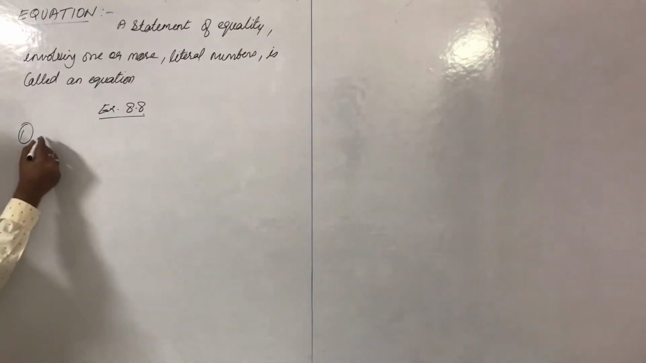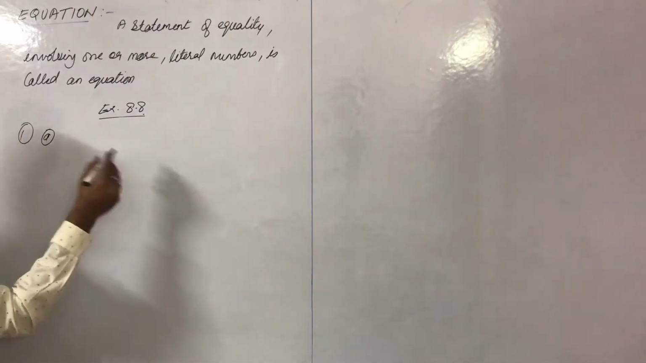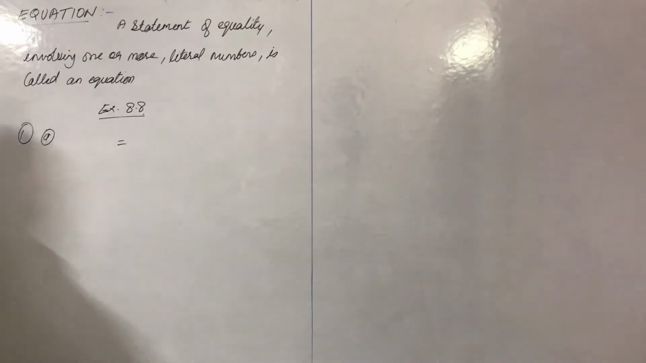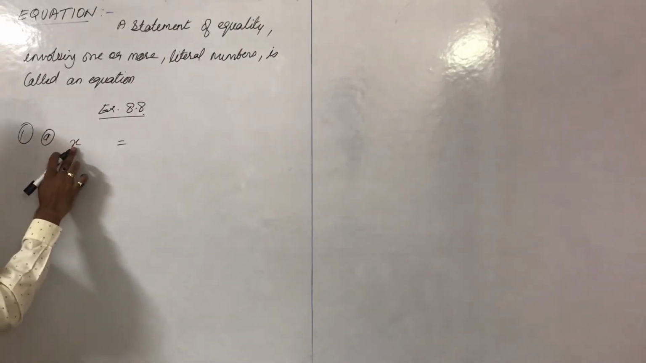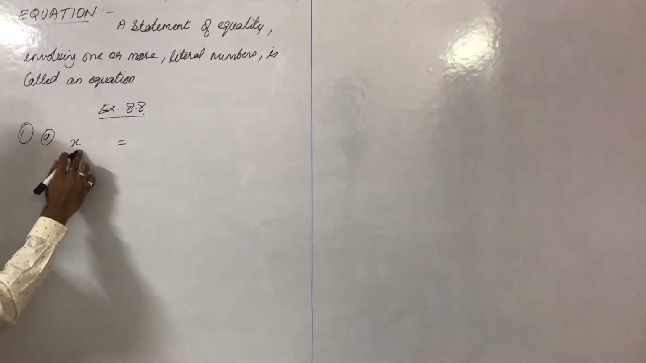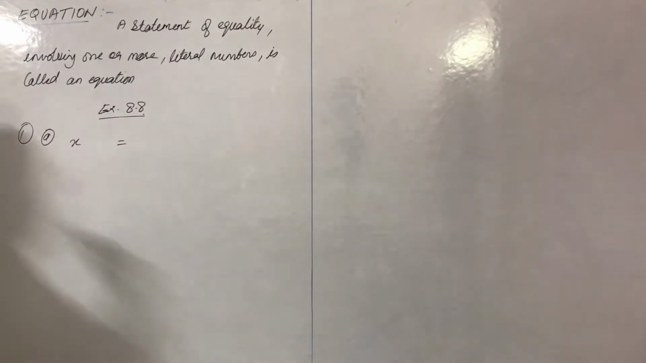For the first statement: A is 2 years older than B, whose age is 15. So the age of B is 15 and we have to generate an equation. A is 2 years older than B. So let's assume that x is the age of A.